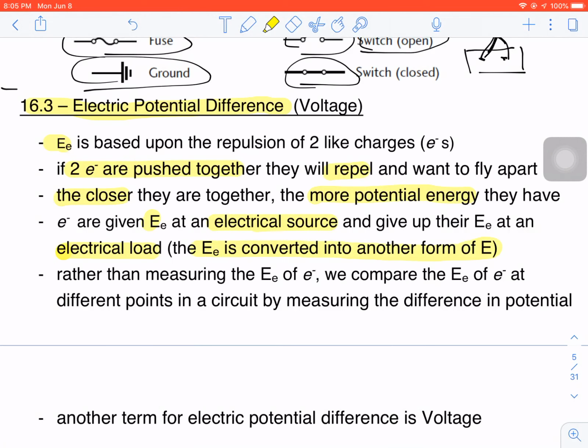What we're going to do here is similar to what we would have done with gravitational energy, which was to figure out how much gravitational energy an object has. I figure out how high it is at one level, how high it is at the second level, and I compare the two gravitational energies to represent the amount of energy change that the object has. In this case, we're going to do a similar thing.